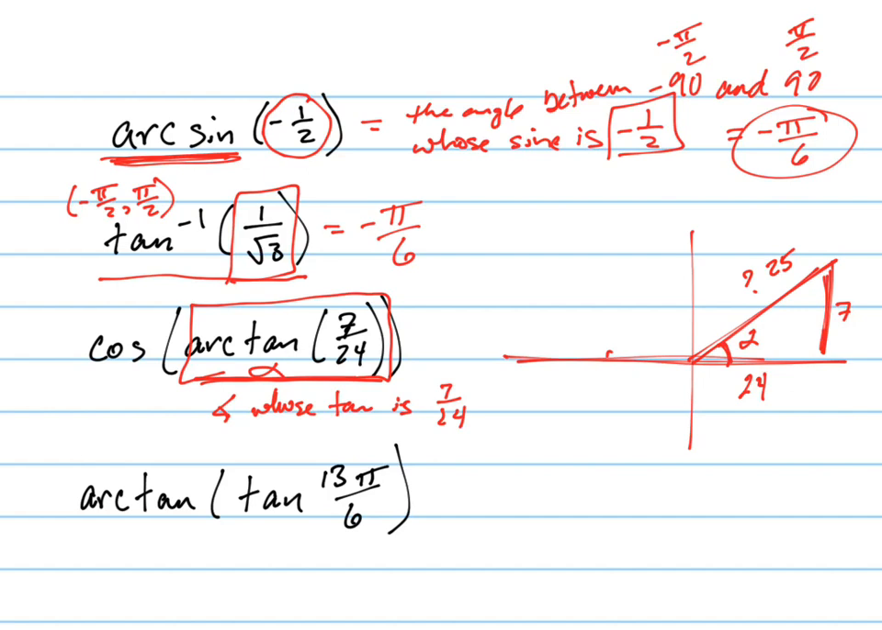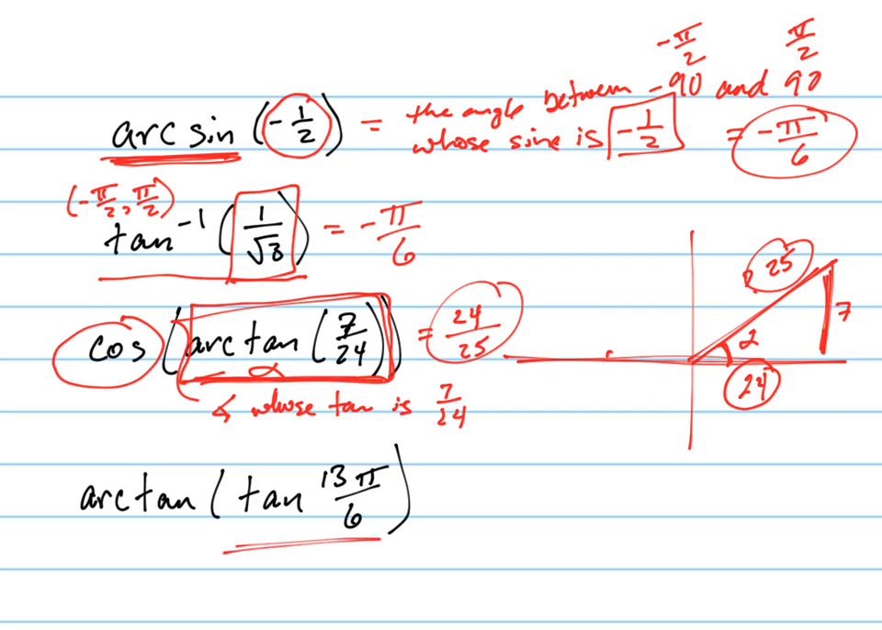So now the question is, what's the cosine of that angle? And that's why I drew the picture. The cosine is adjacent over hypotenuse: 24 over 25. There's your answer. So it's not on the unit circle, but you can still find it, just using right triangle stuff.